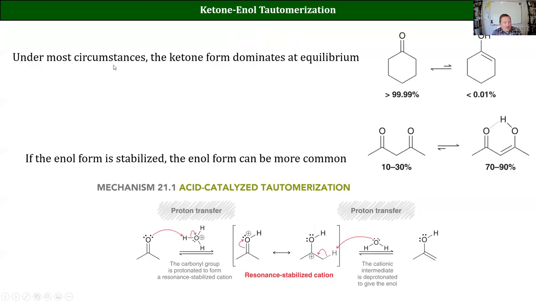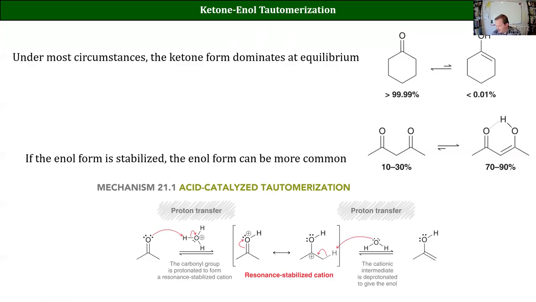So generally speaking, if you have just a regular ketone, depending on the exact conformer or the exact molecule, about 99%+ of that molecule is going to be present as the ketone form. You still have a very, very small amount of the enol form constantly. This equilibrium is always happening. Although if you have a way to stabilize the enol form, you can get that to become more common.